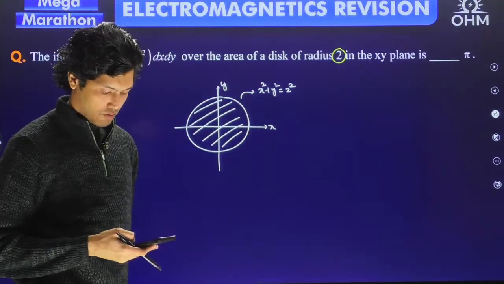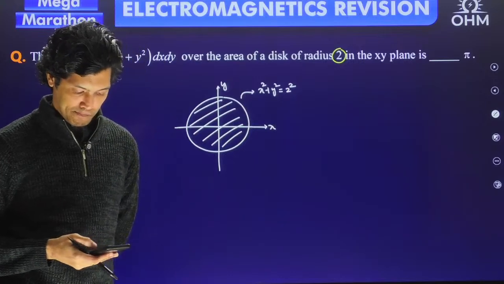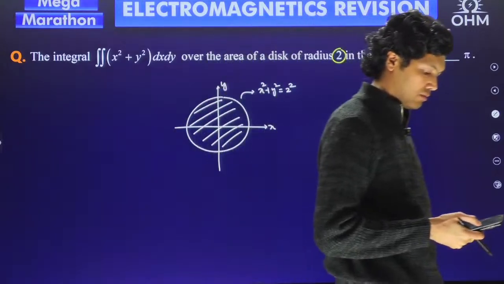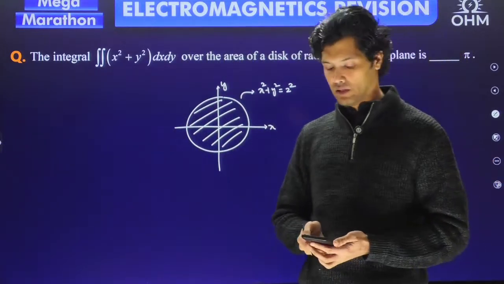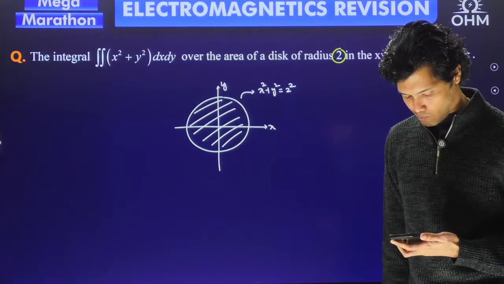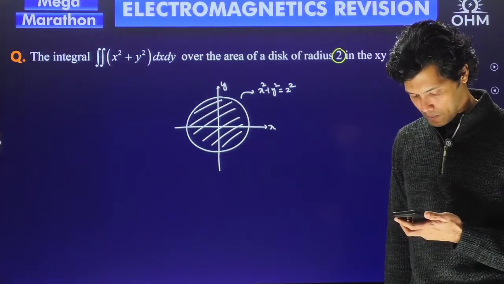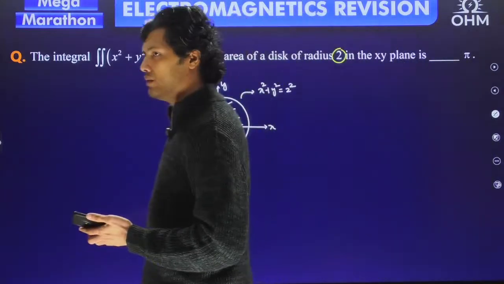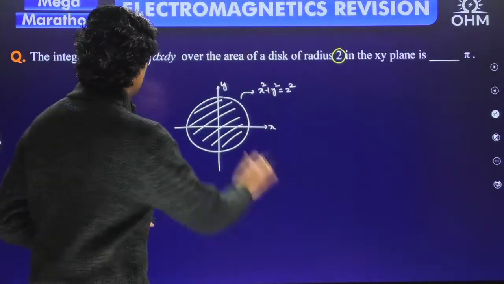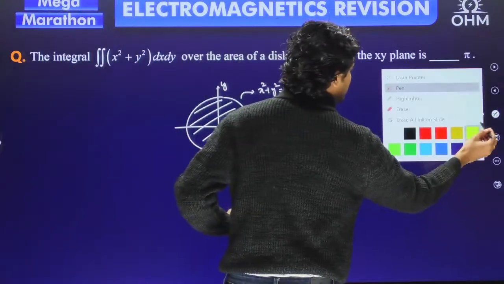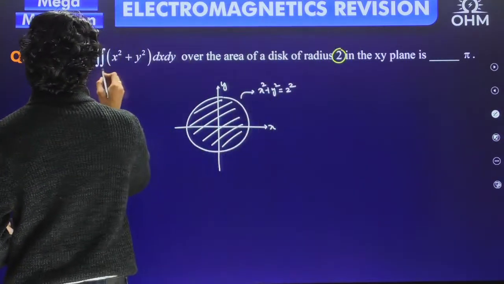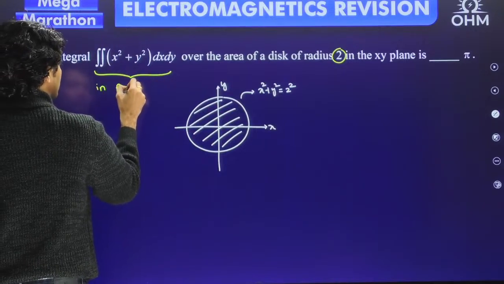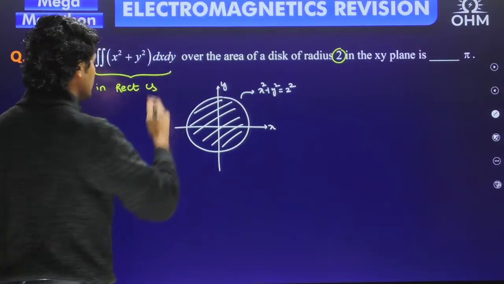Two square, 4. Okay, so this is one question that you can definitely expect in GATE exam. See here, the data was given in terms of rectangular coordinate system. Okay, so this data was given in terms of rectangular coordinate system. This is just to mislead you.